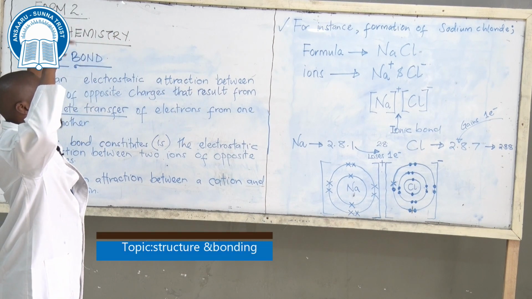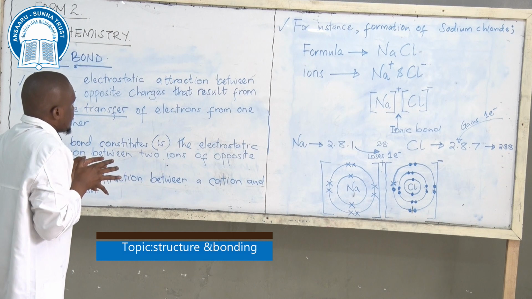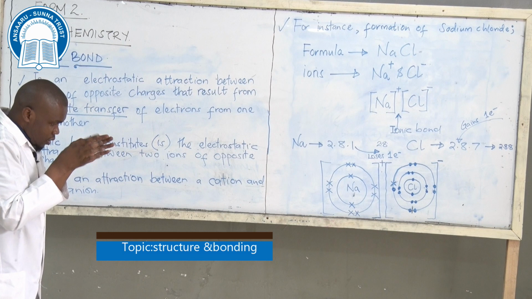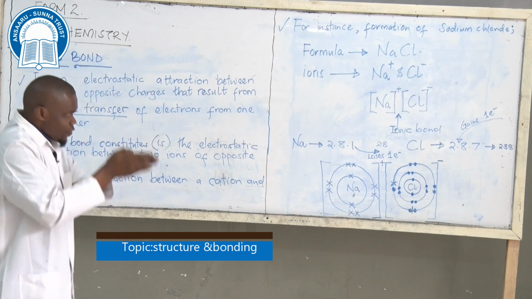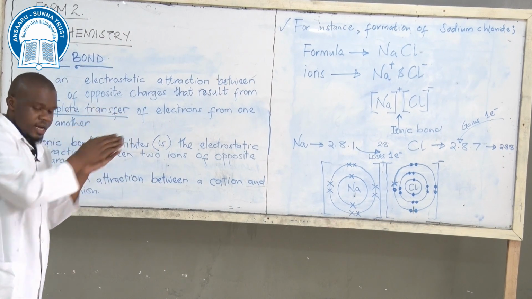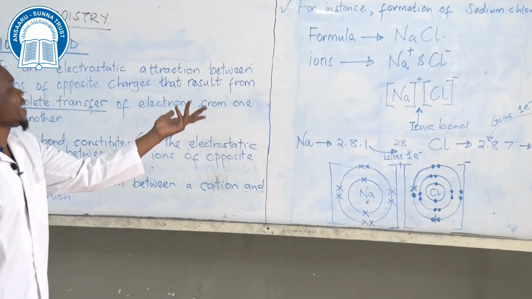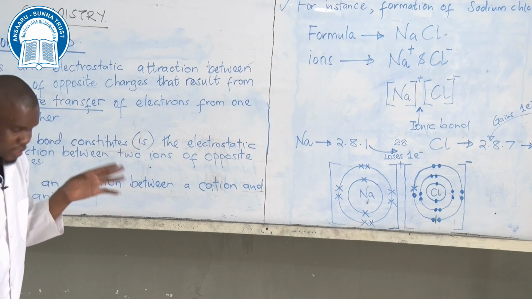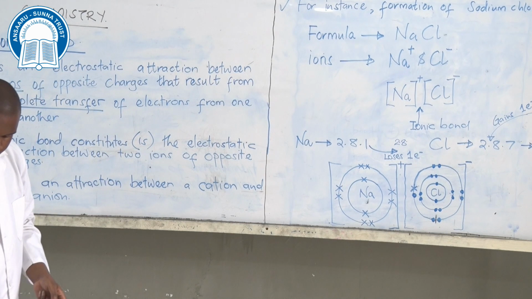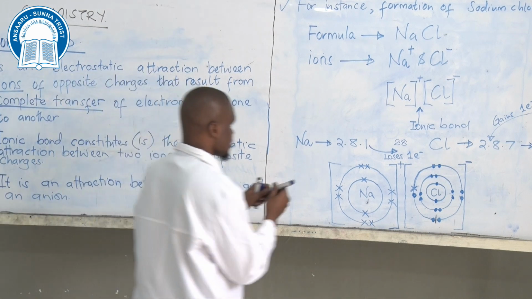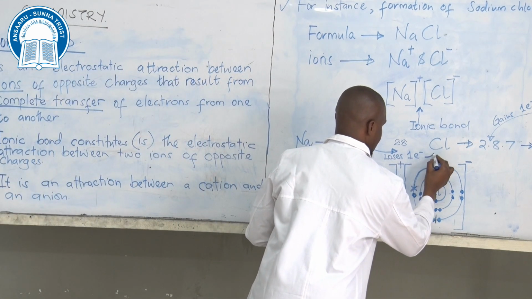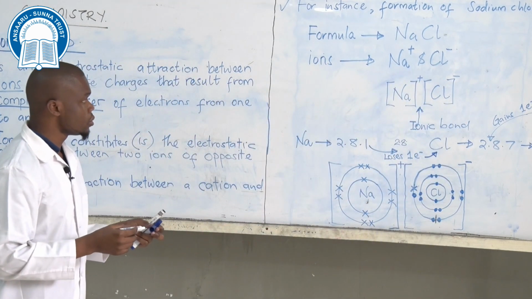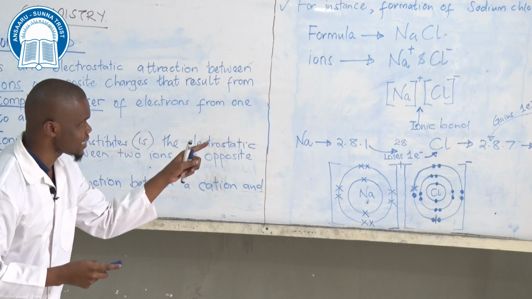So for sodium chloride to come about, a sodium atom loses an electron, 1. In short, it transfers the electron from itself to a chlorine atom. Then the chlorine atom gains it, and that is why we say it is complete transfer of electrons. So this is complete transfer of electrons to whom? To chlorine. We are seeing the electron being lost goes to chlorine. So the chlorine gains the electron.